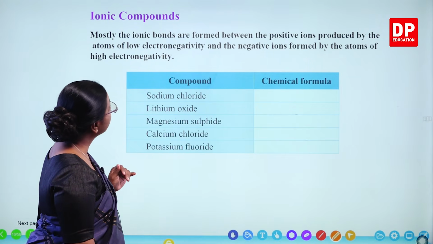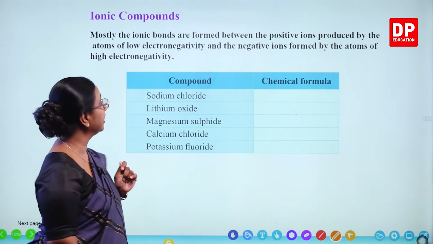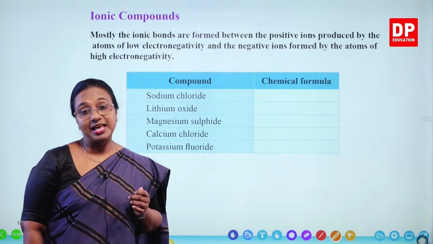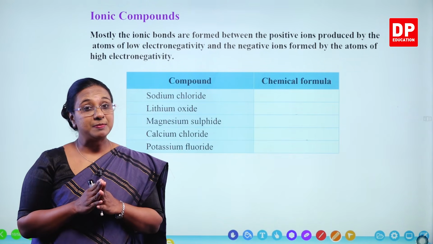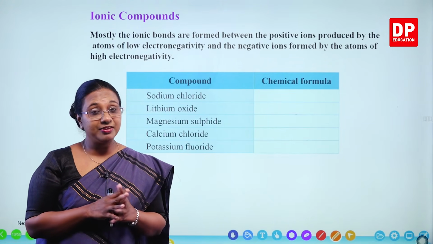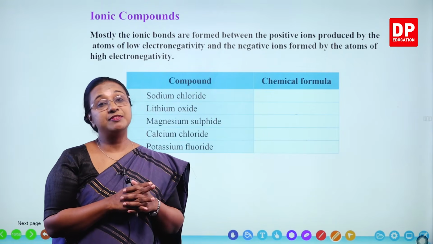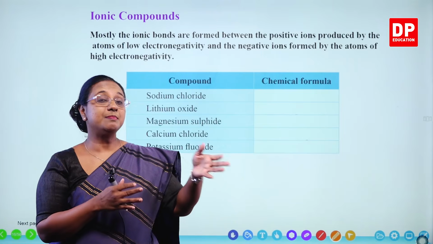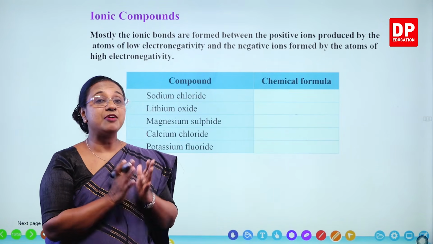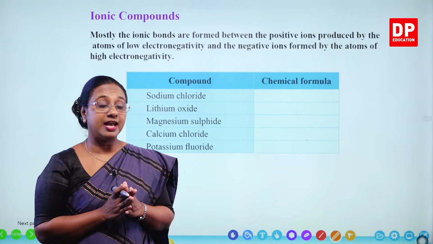Mostly the ionic bonds are formed between the positive ions produced by the atoms of low electronegativity and the negative ions formed by the atoms of high electronegativity. So, if you can remember, students, when we discussed the formation of ionic bonds and the ions, I have written examples from the metals of the first 3 groups. Sodium, potassium, magnesium, calcium, aluminium, these are metals. They have low electronegativity. So, they usually form the positive ions.